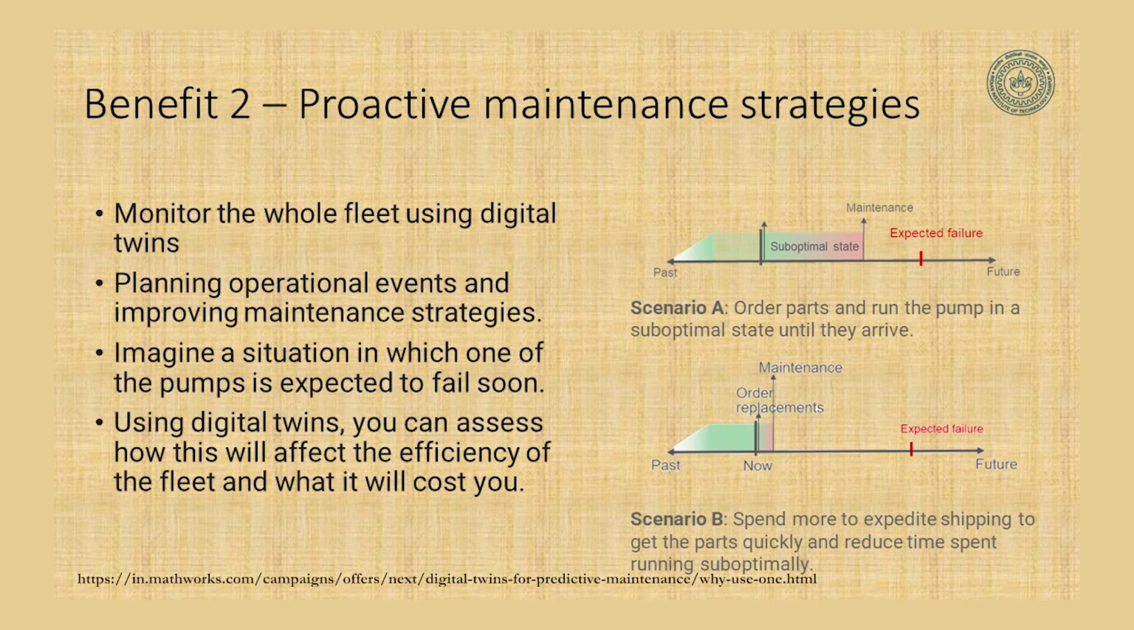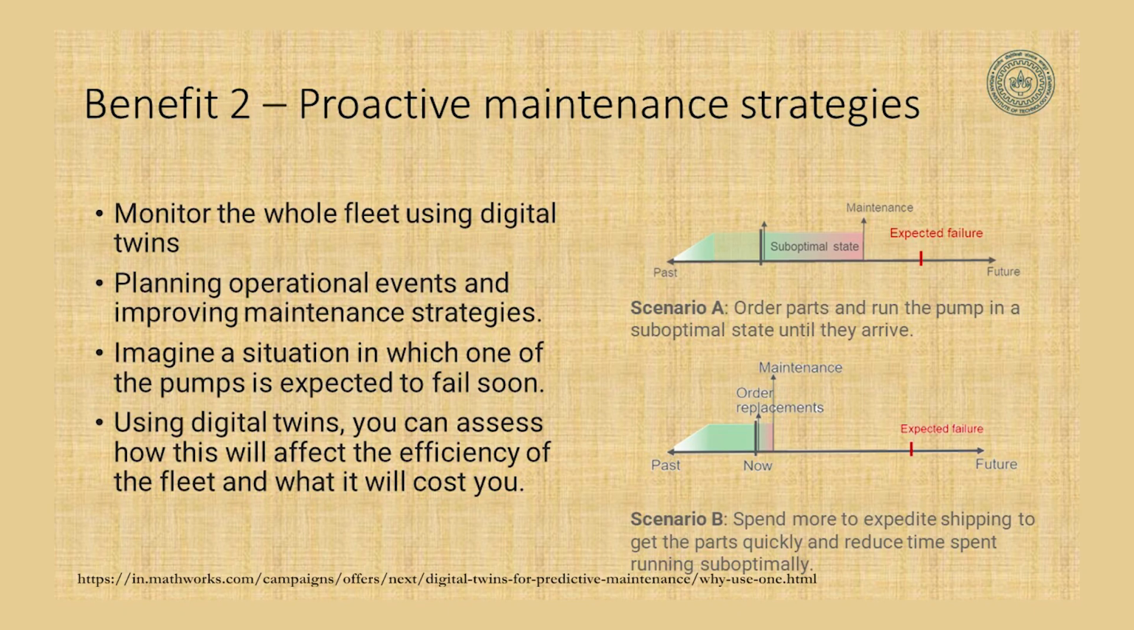So, the next is of course having these proactive maintenance strategies. So, you can monitor the whole fleet and you can plan operational events and improve your maintenance strategies. So, previously maintenance which used to be ad hoc, now that maintenance is informed by the current state of the physical asset. So, why is this advantageous? Imagine a situation in which one of the pumps is expected to fail soon. In that case, using your digital twin, you can assess how this will affect the efficiency of the fleet and what it will cost you.